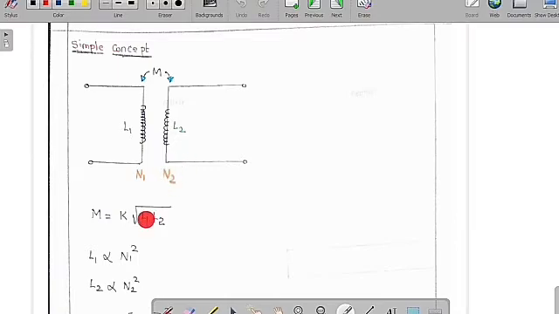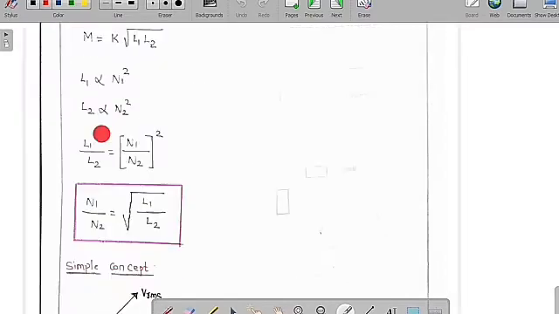So therefore L1 is directly proportional to N1 square and L2 is directly proportional to N2 square. Do the division of L1 by L2, we are going to get (N1 by N2) whole square. If you apply the square root on both sides, we are going to get N1 by N2 is equal to under root of L1 by L2. So therefore you can see clearly the turns ratio is equal to the square root of their inductance ratio. You can see clearly this ratio is independent of the mutual inductance.